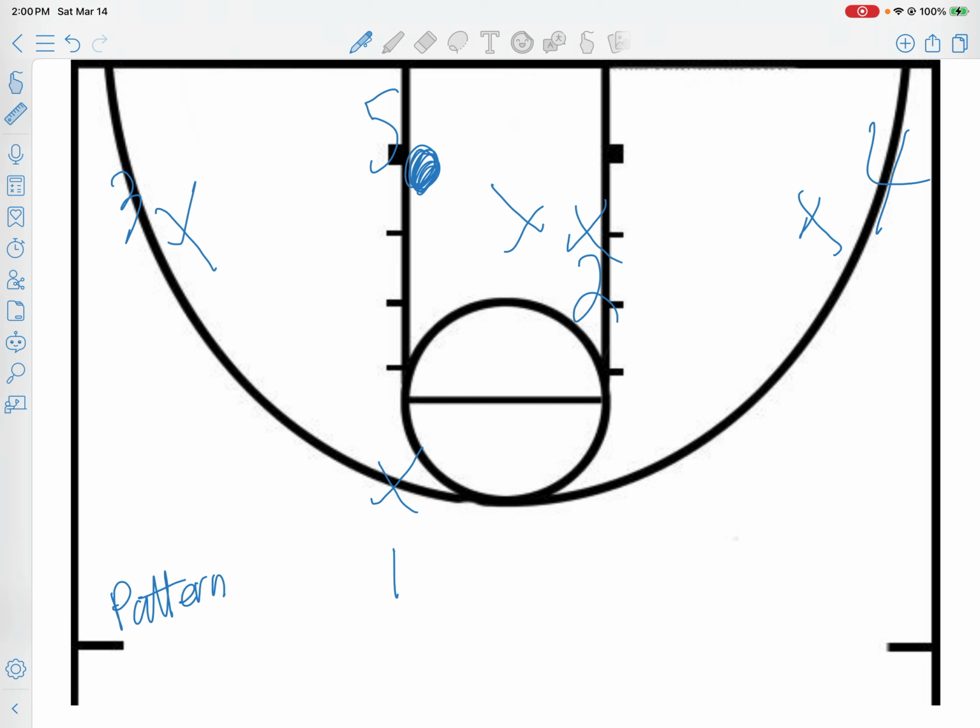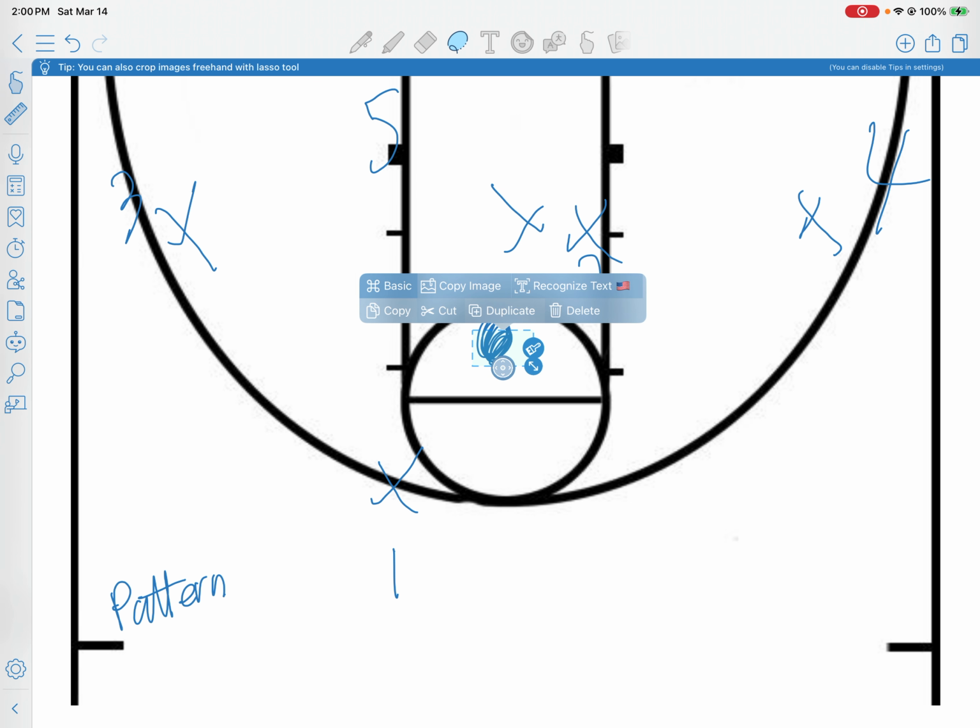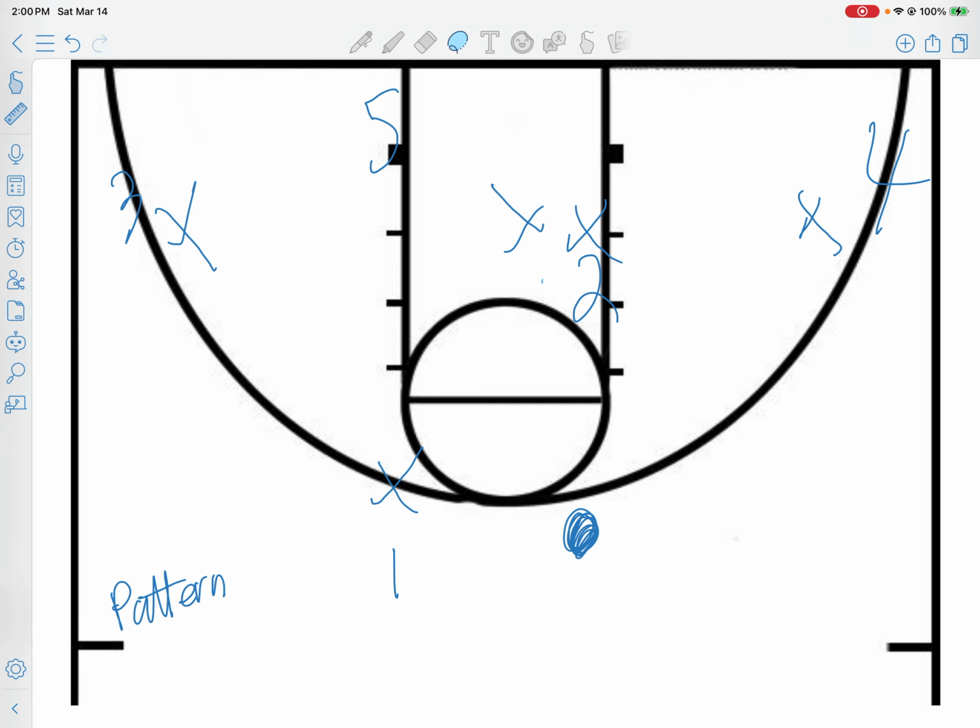Okay. Now the next pattern is going to be a domino. Let's pretend that, let's reset this here. So let's say that the ball is back up top. The 2 is back up top.